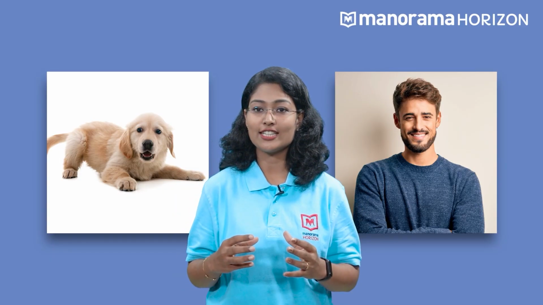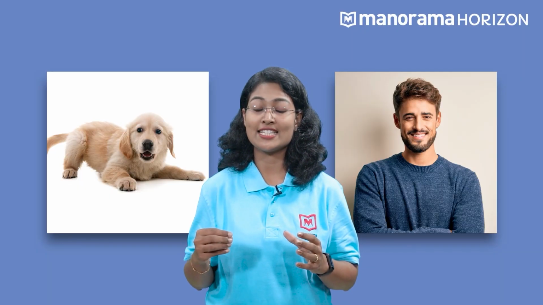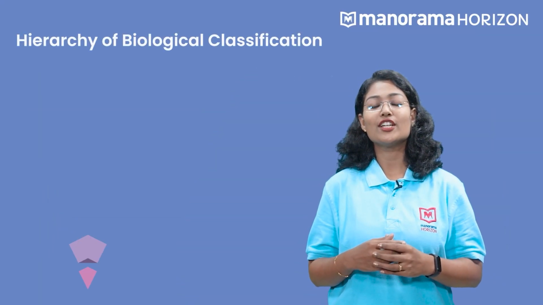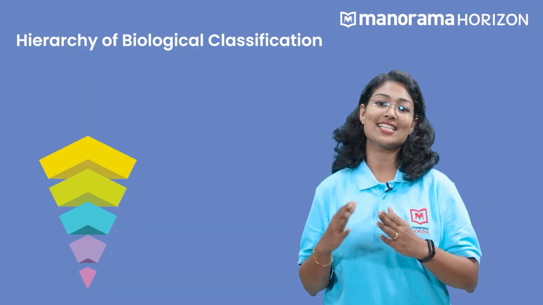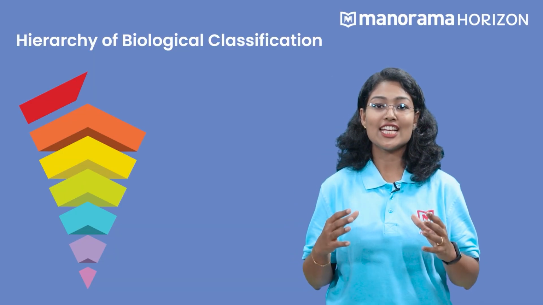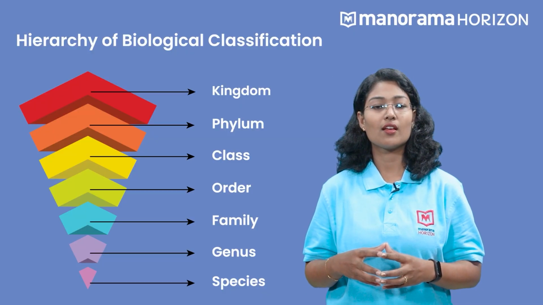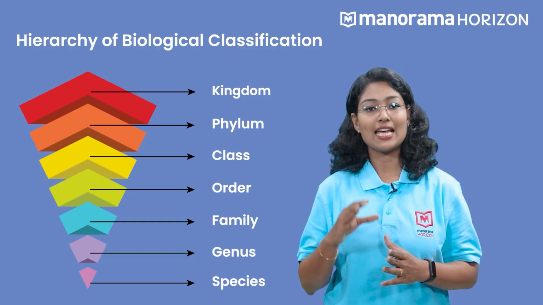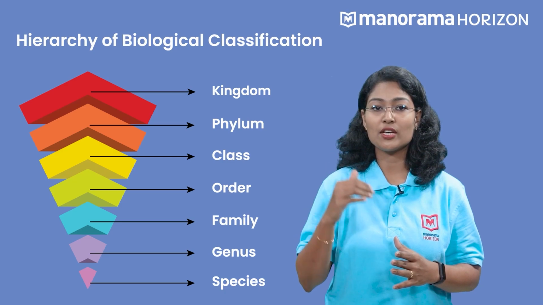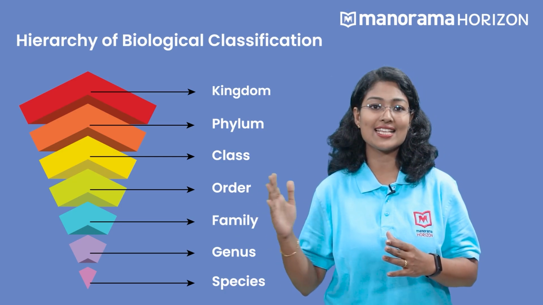So we can infer that each living organism is unique and thus there is a need for classification for better understanding. We classify living organisms as categories or ranks. Each rank denotes a classification unit. You already know that any rank of the taxonomic group can be termed as taxa.